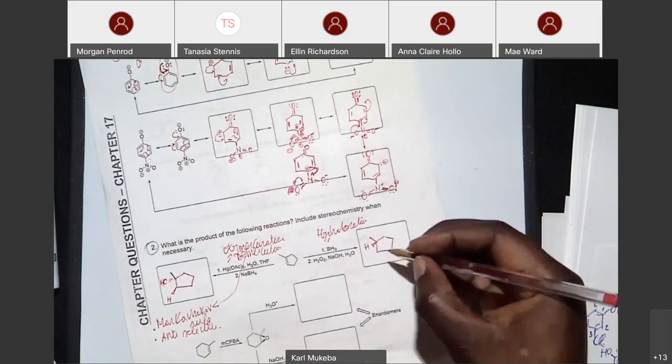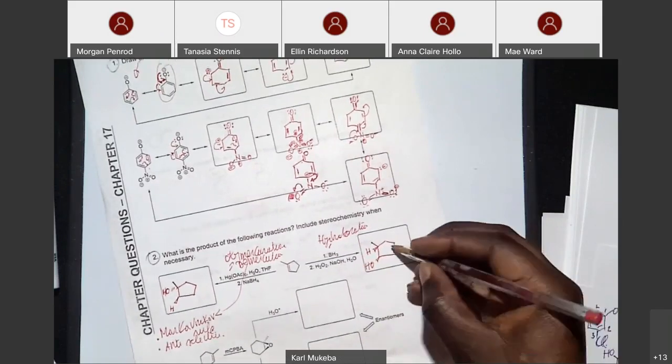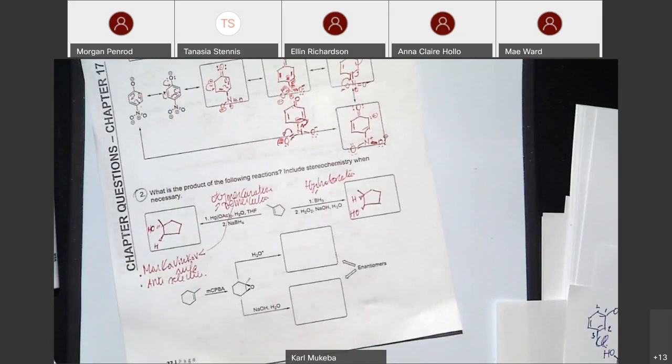You have your H here, and you have your OH here. So that's the thing you have to keep in mind. You have to separate them. Hydroboration goes through syn addition, and the other one gives you anti-addition. So far, so good.